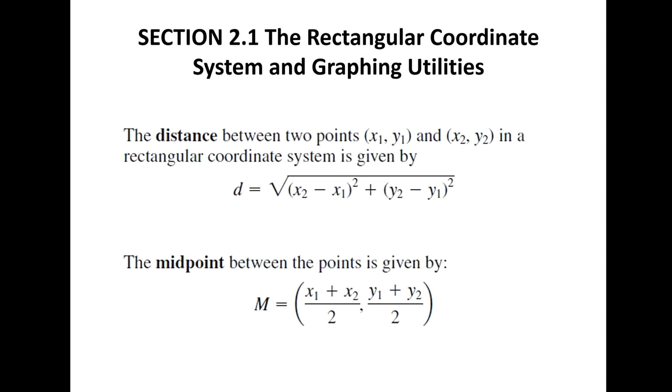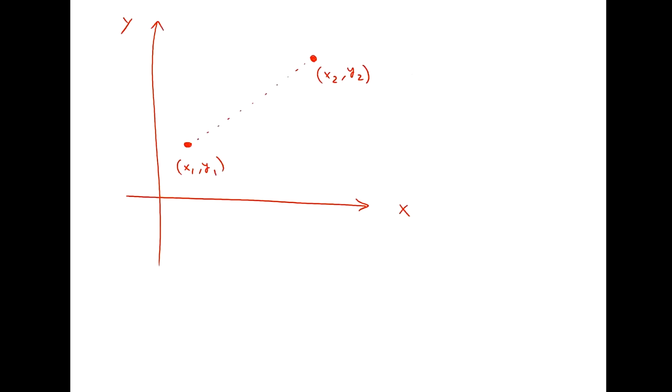The distance between these points we can compute by this formula: the difference between the x coordinates squared plus the difference between the y coordinates squared, and take the root. The distance between these two points we denote by d. This is equal to the radical of (x1 minus x2) squared plus (y1 minus y2) squared, for any x and y coordinates.